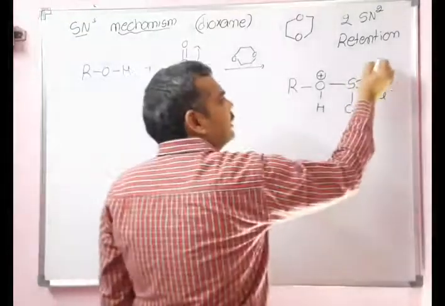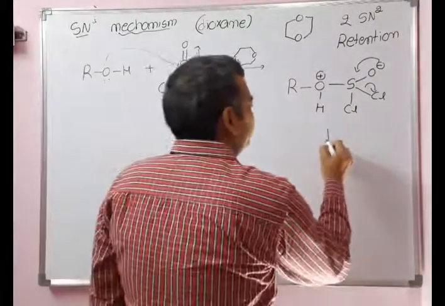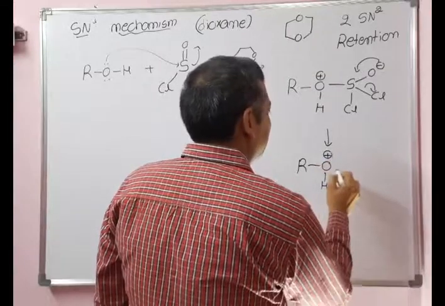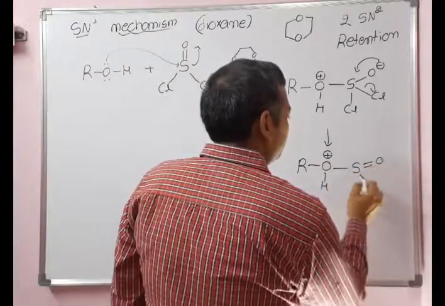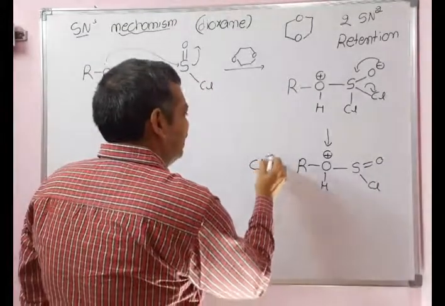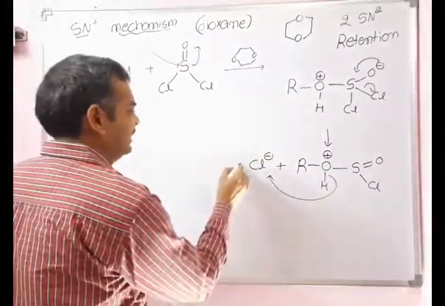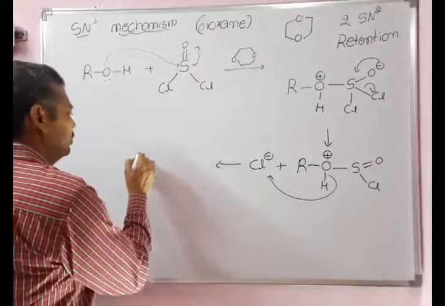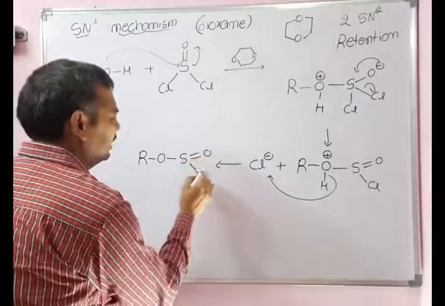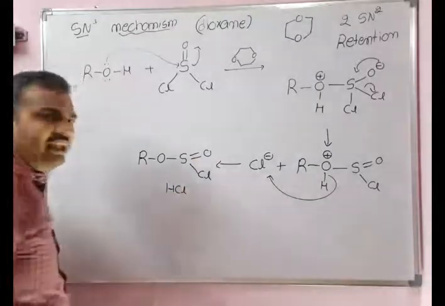After that, the negative charge is polarized like this and the Cl is eliminated from the reaction mixture to give R, O with positive charge, H, sulfur, SO, and Cl. And Cl minus will be eliminated from the reaction. The Cl minus will abstract a proton. As a result, alkyl chlorosulfide will be formed, ROSOCl. And hydrochloric acid is also formed in the reaction mixture.